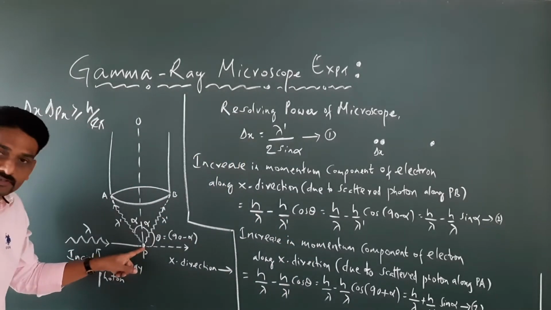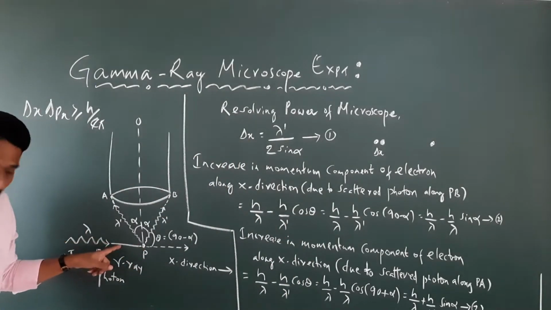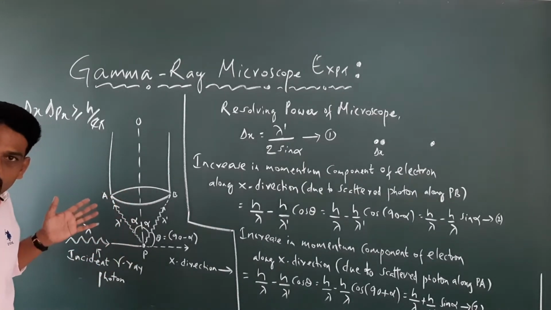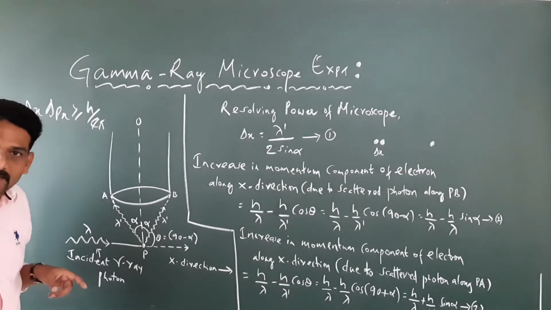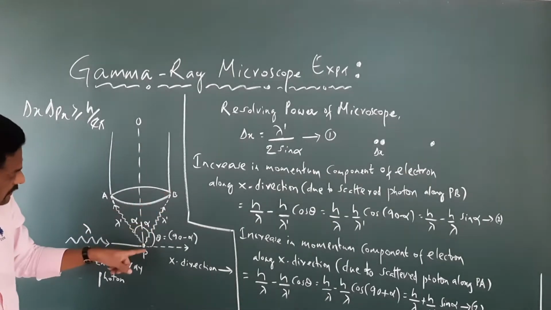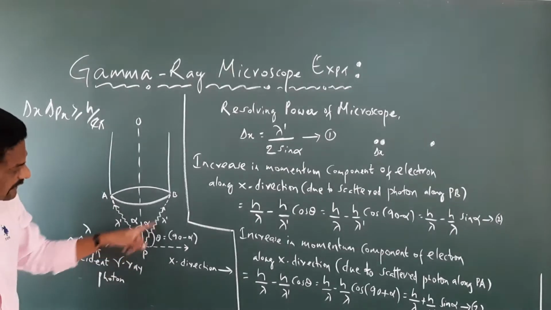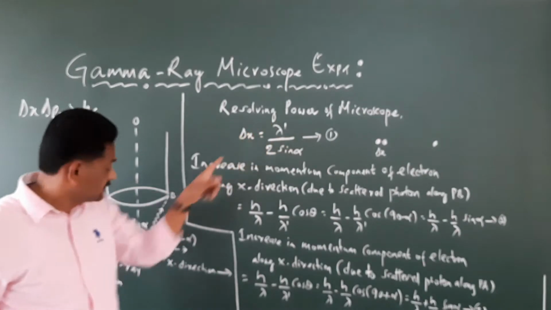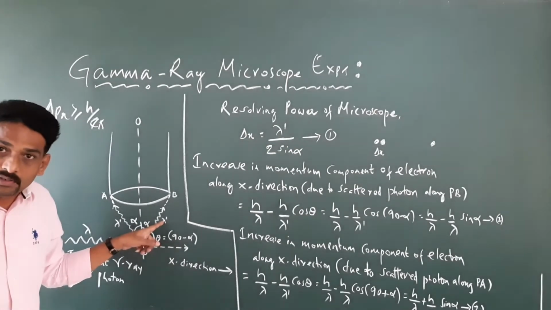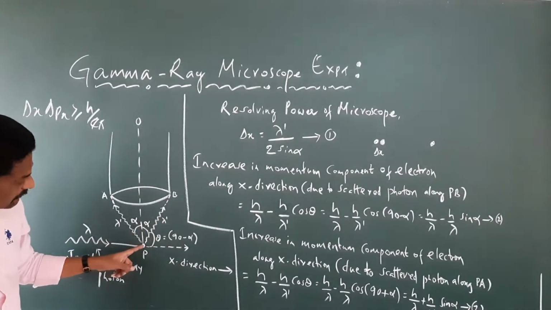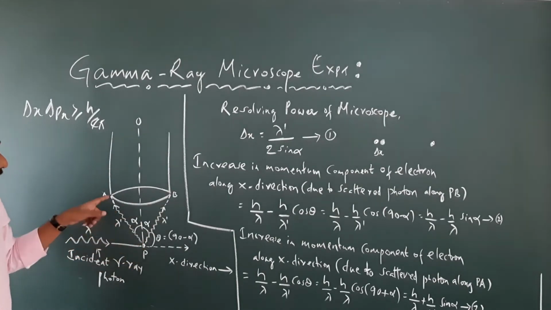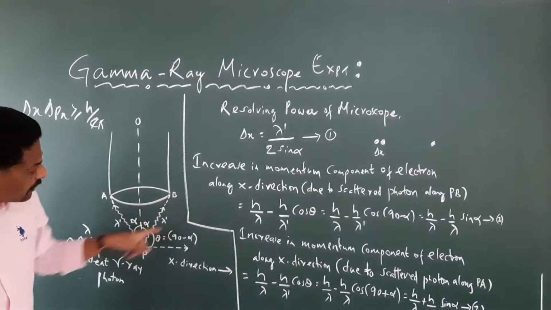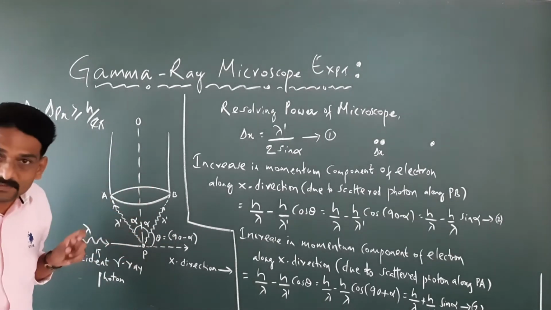Means if this is the object, and this is the incident light of a particular wavelength called lambda, it undergoes scattering in different directions. We are taking two scattered rays, one is PB, the other one is PA. This scattered radiation has the wavelength lambda dash. So what is lambda dash here? It is the wavelength of the scattered photon. Any ray which enters within PB and PA will be able to enter into the eyepiece. Any ray which goes beyond this will not be able to enter the eyepiece.